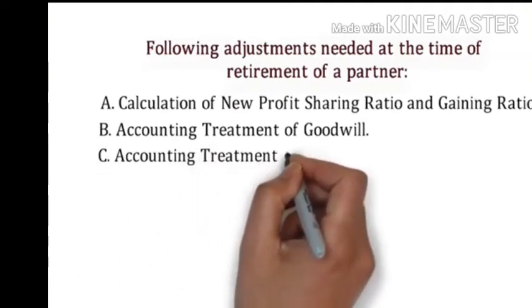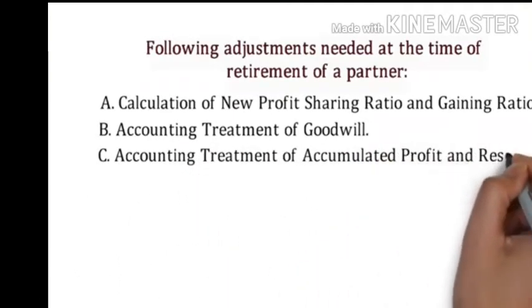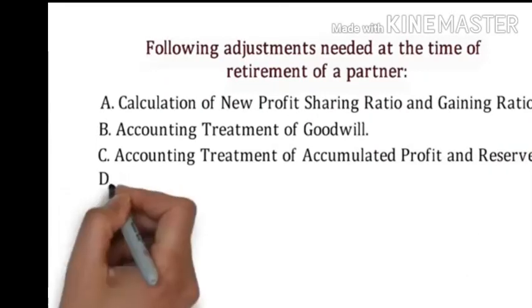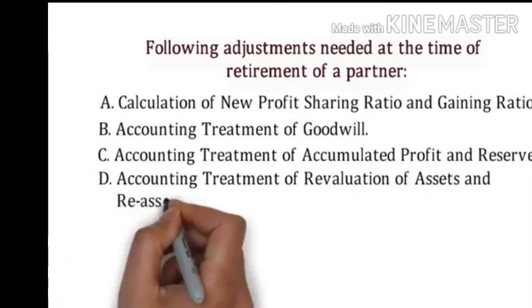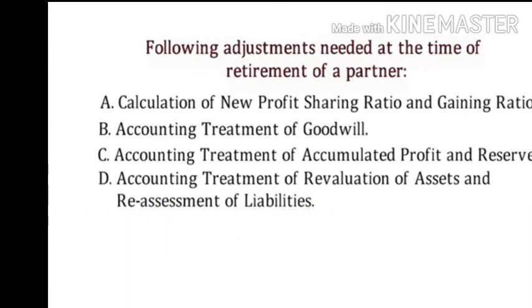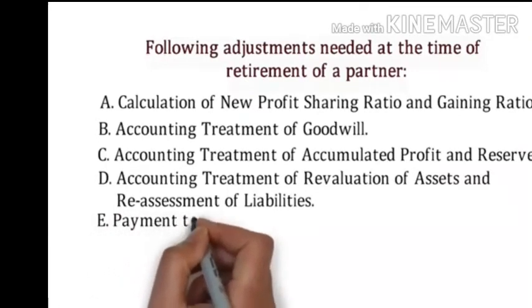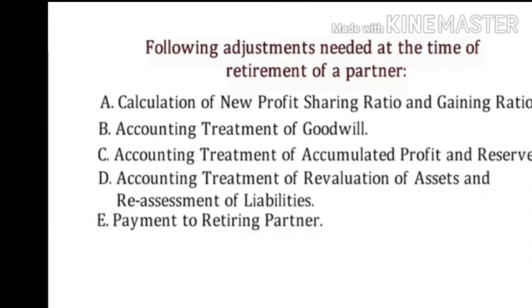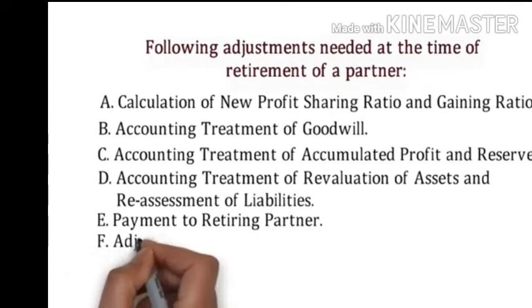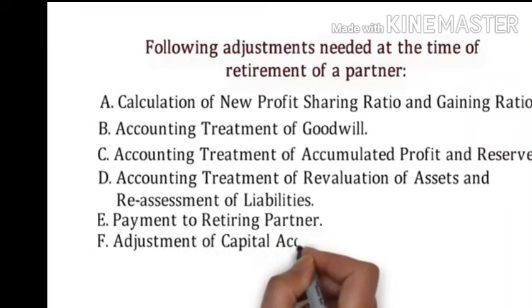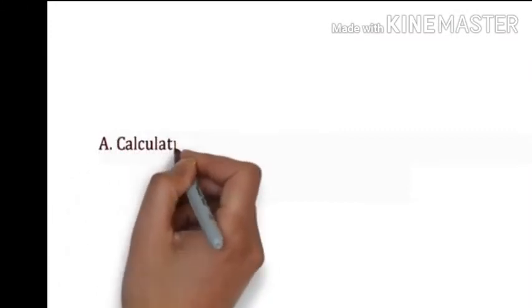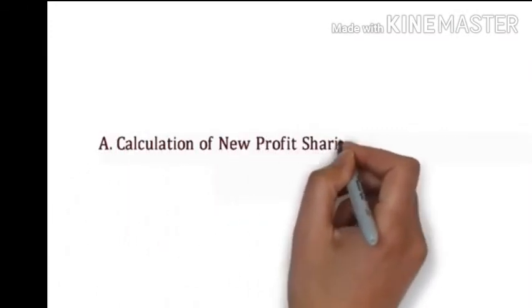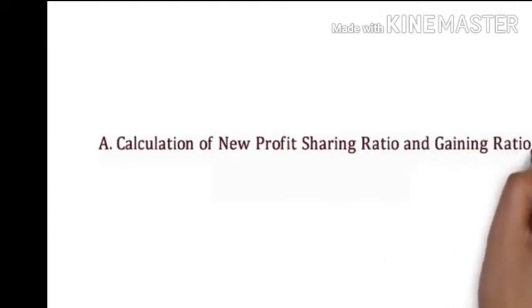Second, accounting treatment of goodwill, like we have seen in admission of partner. Third is accounting treatment of accumulated profit and reserves, which we have seen in admission of partner. And the fourth part, accounting treatment of revaluation of assets and reassessment of liabilities. This part we have also seen in admission. And the last one is payment to the retiring partner, how much share we have to give to the retiring partner, and adjustment of capital, which we have seen in admission of partner. Very first, we are going to see the calculation of new profit sharing ratio and gaining ratio.